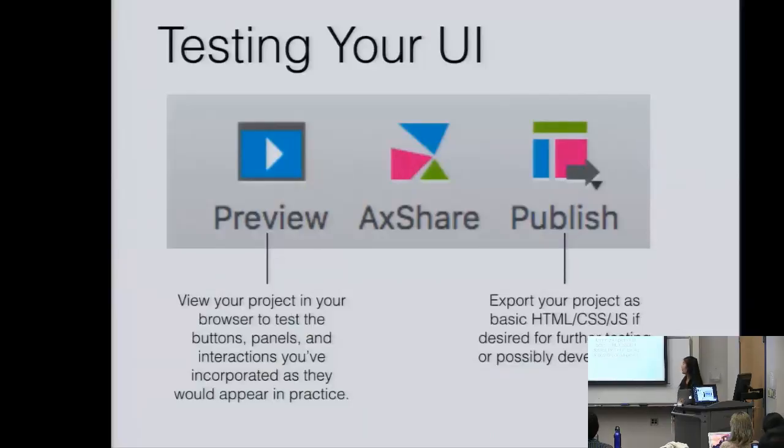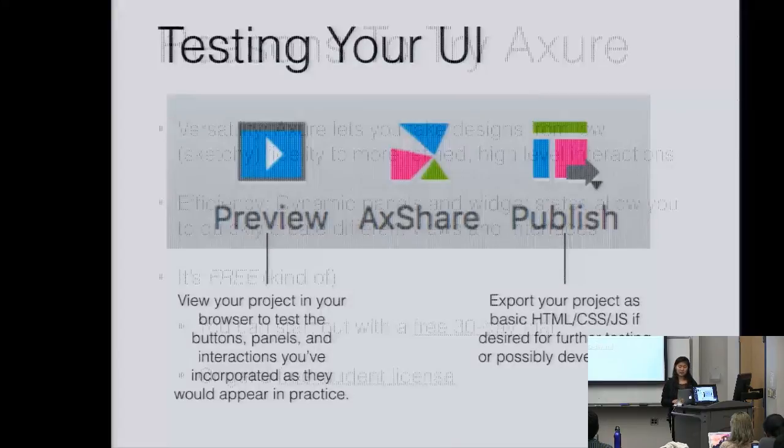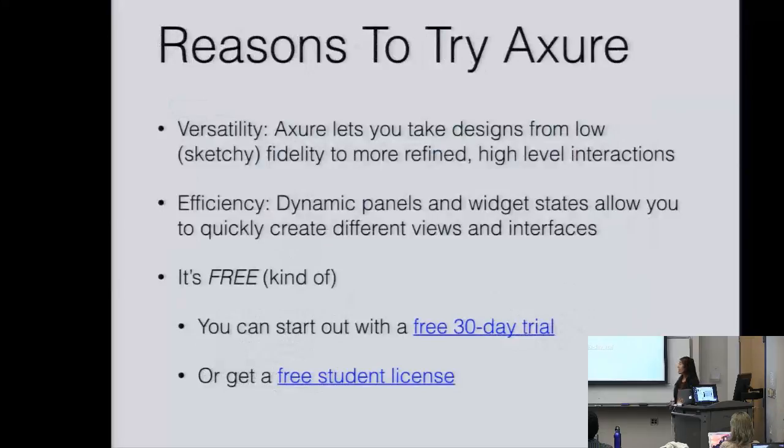And for testing your UI, there's preview, not sure what the middle one is, and the last one is publish, which exports to HTML and CSS. Preview is sort of like running a localhost server on your computer. You can run through it with like a user. So Axure is versatile, it's efficient, and you can get a 30-day free trial. After that, you have to get a student license or pay for it.